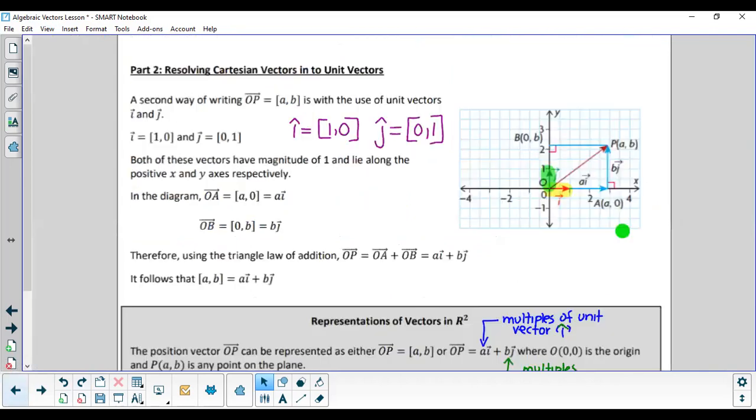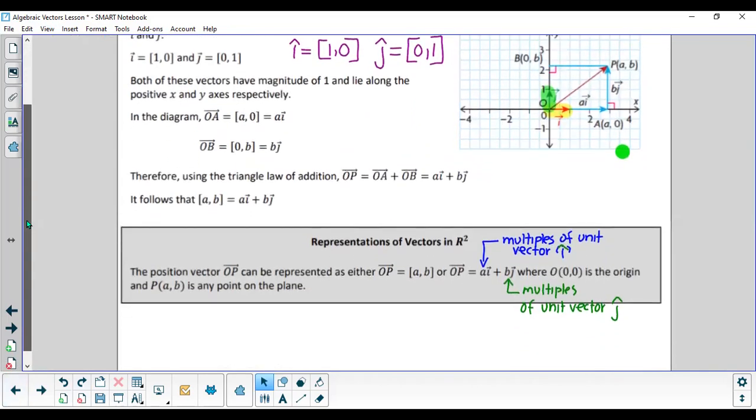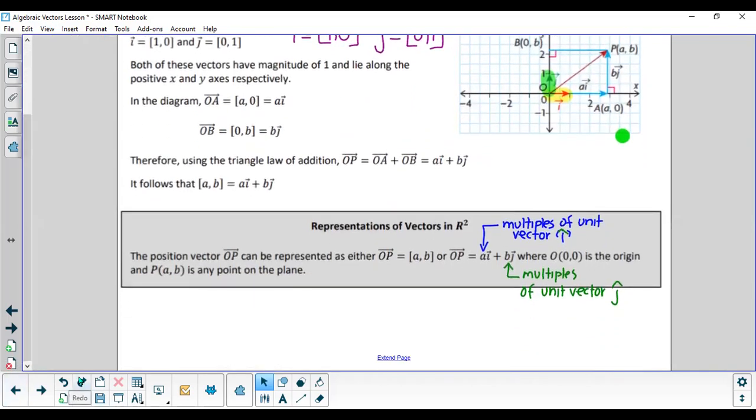So if we go back to the previous slide, the position vector OP can be represented as OP is equal to square brackets A comma B, or OP is equal to AI plus BJ, where (0, 0) is the origin and point (A, B) is any point on the plane.